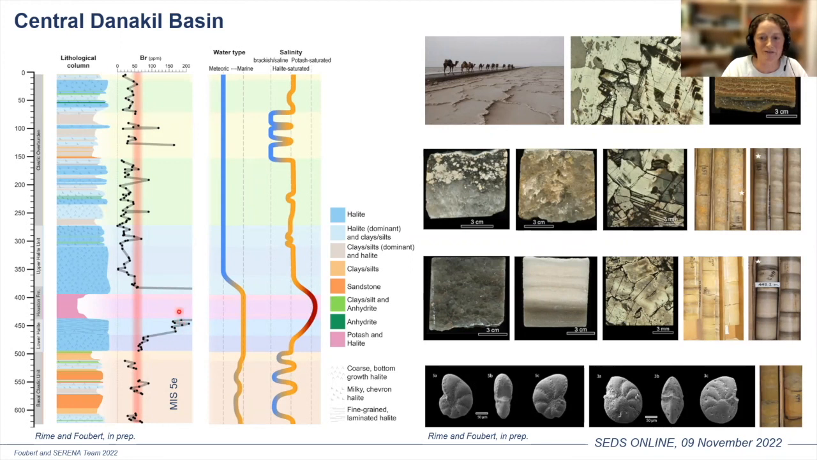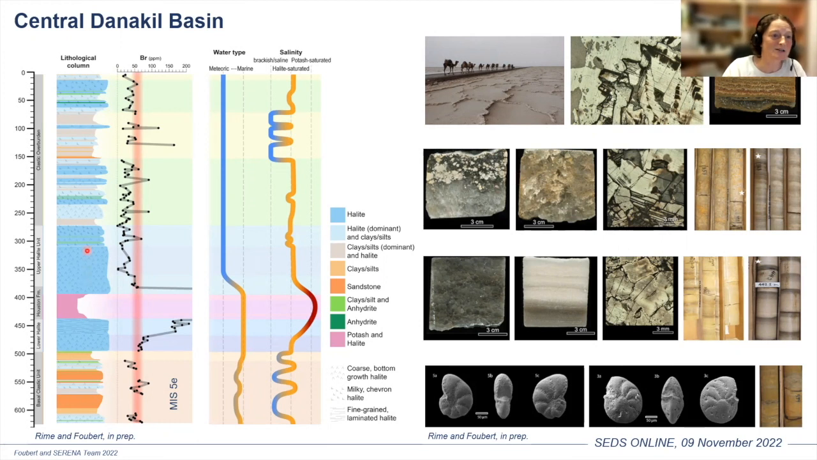Above this potash interval, a thick package of halite is still present, but with lower bromine content, confirming an important paleoenvironmental change. And probably we go towards more continental conditions, with laminated bottom-growth halite facies pointing probably towards the presence of a hypersaline lake.